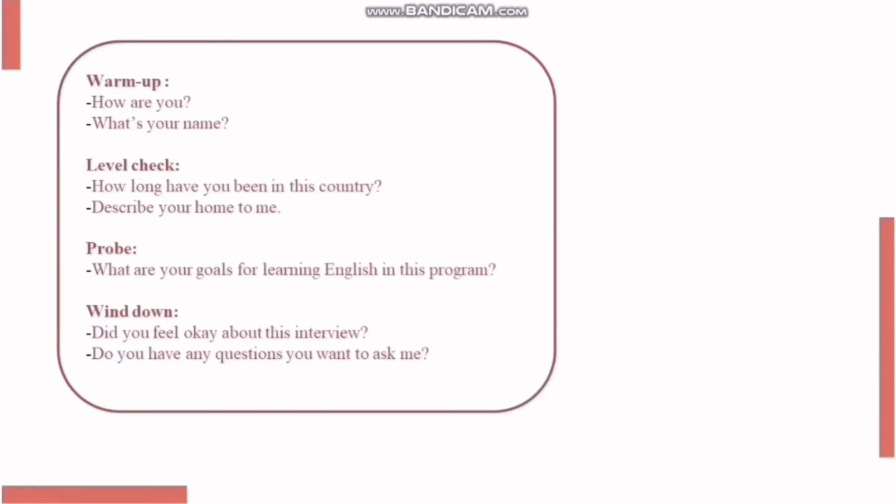Okay, so from oral production, there are 6 categories to assign a score, such as grammar, vocabulary, comprehension, fluency, pronunciation, and task.